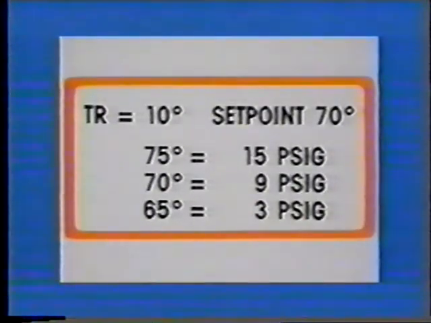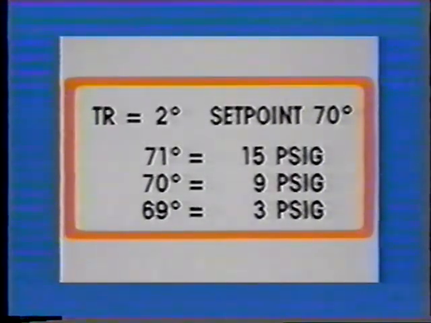Let's use another example with a throttling range of 10 degrees and a set point of 70 degrees. At set point, the branch pressure is equal to 9 psig. A 5-degree decrease in temperature will cause the output signal pressure to drop to 3 psig. A 5-degree increase from set point will cause the output pressure to increase to 15 psig.